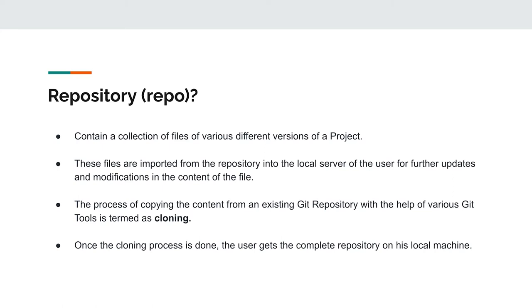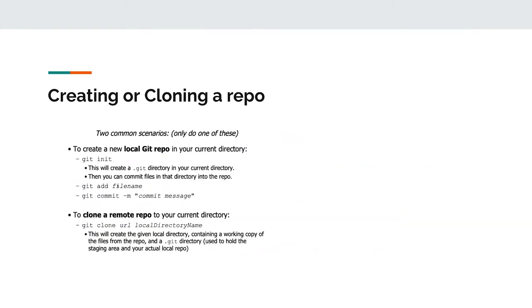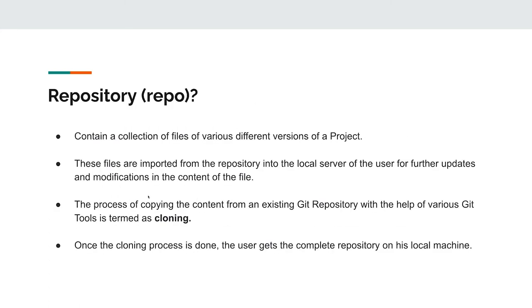We usually use the cloning method, which is this. We clone a remote repository from a remote server, and then once we clone it, we start modification on it. The process of copying the content from an existing Git repository is nothing but cloning.